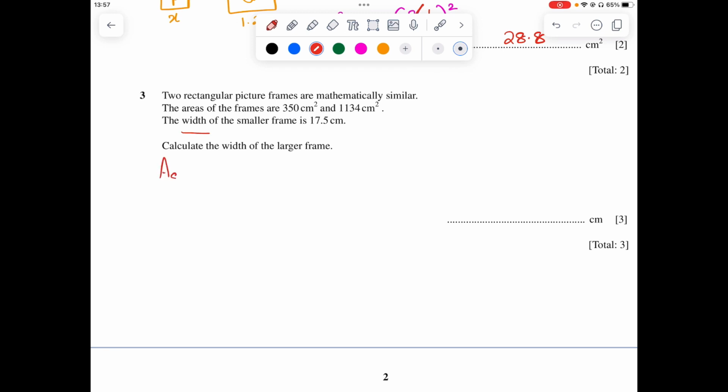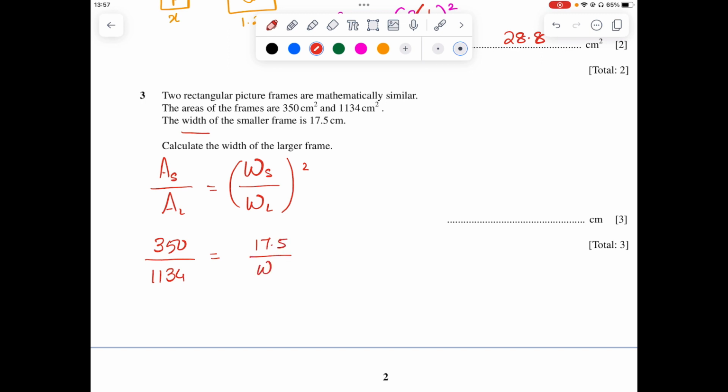So area of the smaller frame upon area of the larger frame equals width of the smaller frame upon width of the larger frame, whole square. Area of the smaller frame is nothing but how much? 350 divided by 1134 equals 17.5 upon width of the larger frame, whole square. Now the square becomes square root. So square root on both sides. What is the fun of doing square root on both sides? So square and square root cancel.